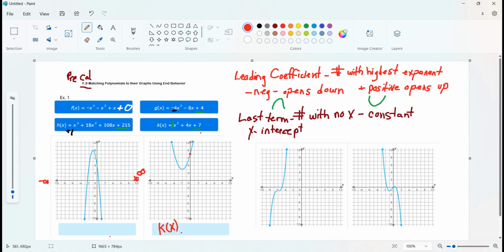All right, so another thing that we want to look at is the end behavior of these graphs. In looking at the end behavior, we're talking about where these arrows are, because these go on and on and on for infinity. This one goes down towards infinity. So when they're talking about end behavior, that's what we're looking at, where is it heading to?